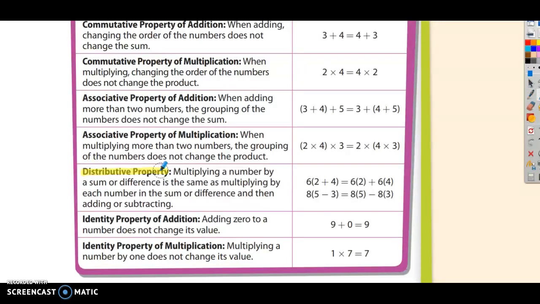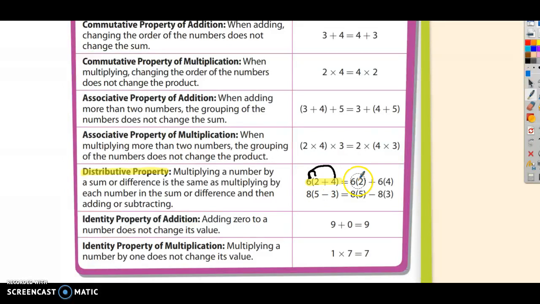And here's the distributive property. It says multiplying a number by a sum or difference is the same as multiplying each number in the sum or difference and then adding or subtracting. So basically what that's saying is that if you have a problem that looks like this, one way to do it is instead of doing 2 plus 4 and getting 6 and then multiplying by 6, what you can actually do is take this 6 right here and multiply it by 2 and multiply it by 4 and then add at the end.